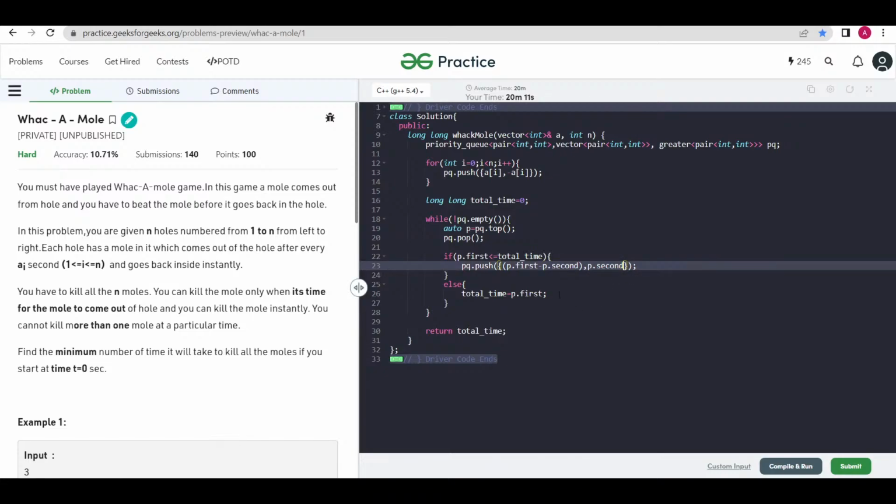If it is killed, then the total time will be p dot first, and at the end, when all the elements, that is all the moles, are killed, total time will have the answer. So we have written that particular answer. I think it is clearly understood for this particular question.